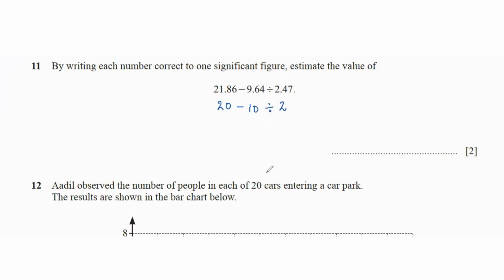So as we know the rules for BIDMAS, if we don't have brackets, if we don't have indices, we do division or multiplication first. So we start with division. 10 divided by 2 is 5. And then 20 minus 5 is 15. That is your answer.